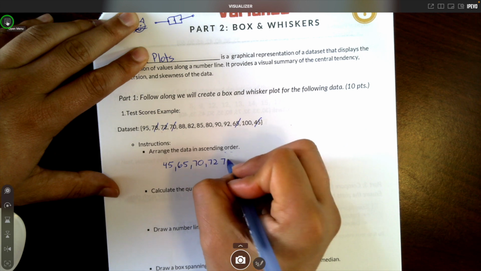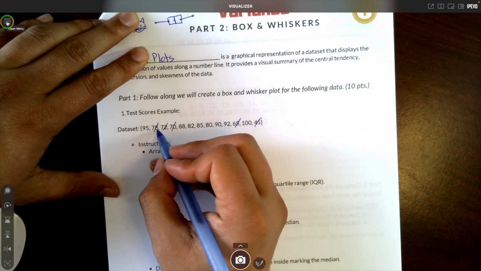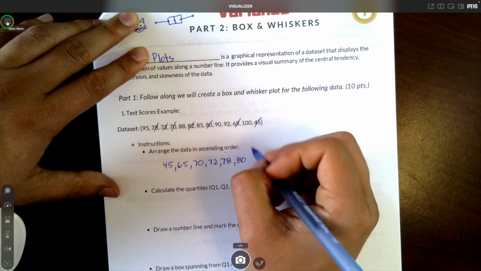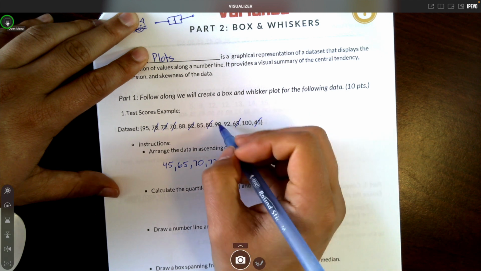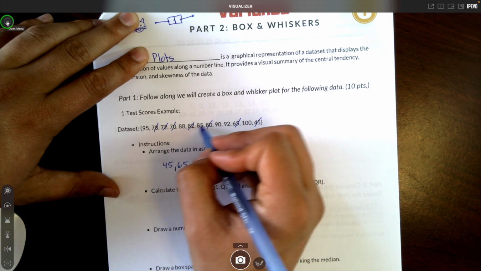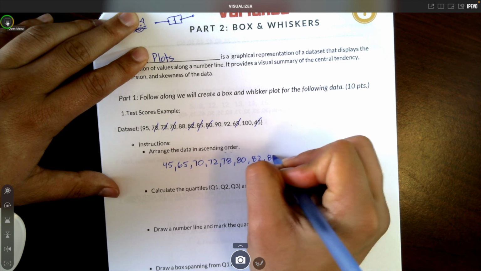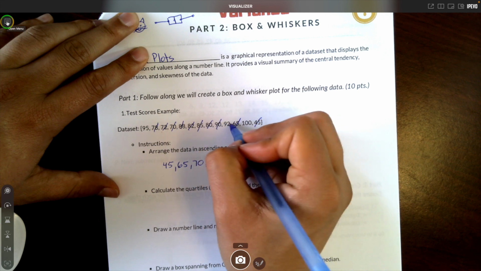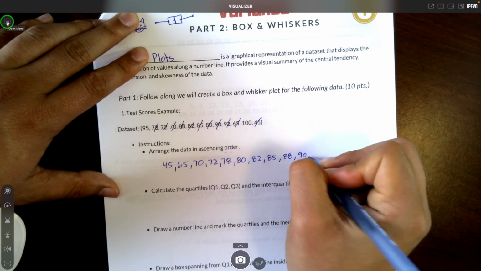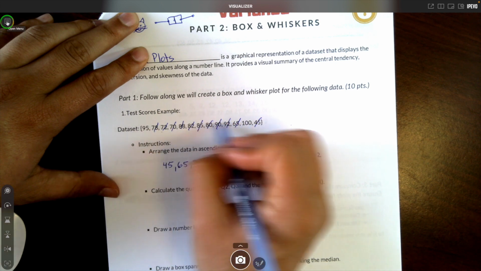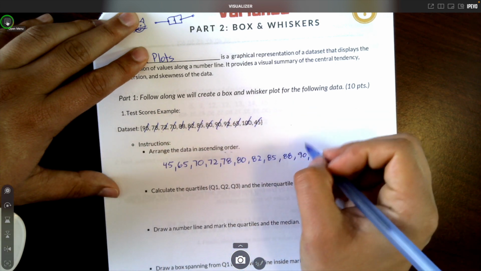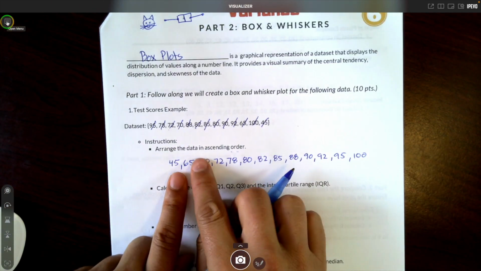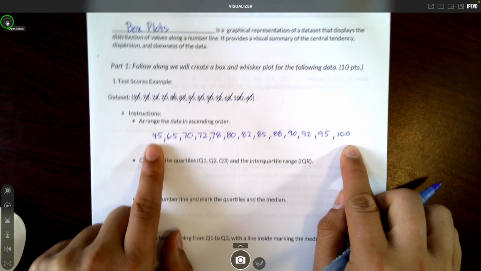78. 80. 82. 85. 88, and now I think we're gonna get in the 90s. So 90, 92, and then we got a 95 and a 100. Okay, so that's the first thing we do. Arrange the data set in order. You got to make sure you do that first.